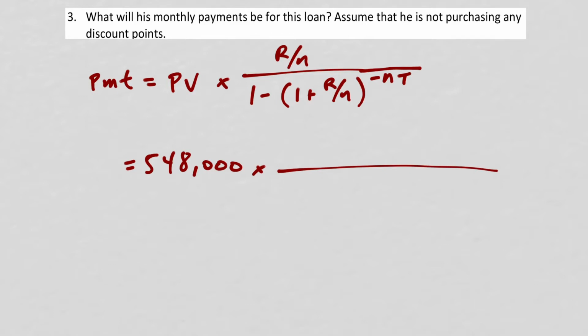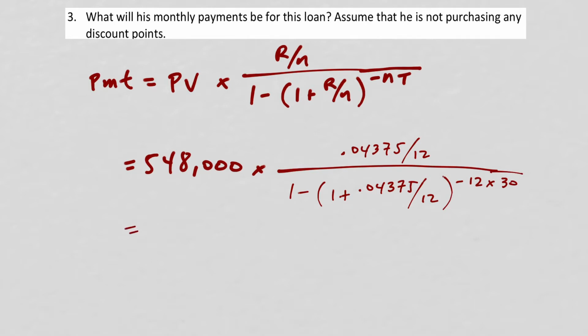Let's draw this smaller. Okay, times 0.04375. That's 4.375% divided by 12. 1 minus 1 plus 0.04375 over 12 to the negative 12 times, and this was a 30-year loan, fixed rate. So this will come out to, after rounding off to the nearest penny, $2,738.08. So that would be the monthly payment.